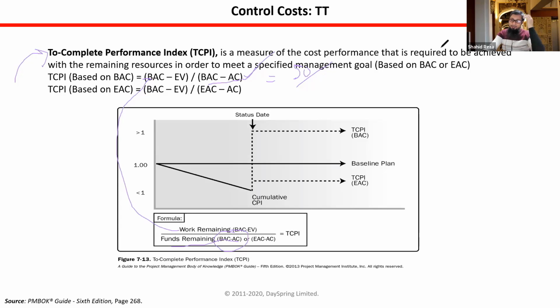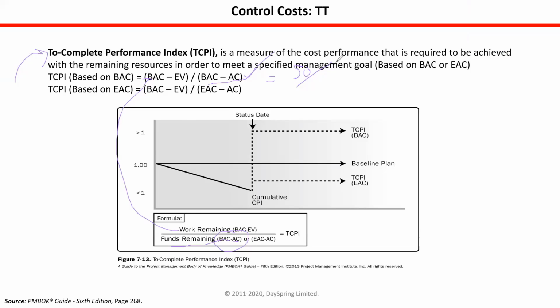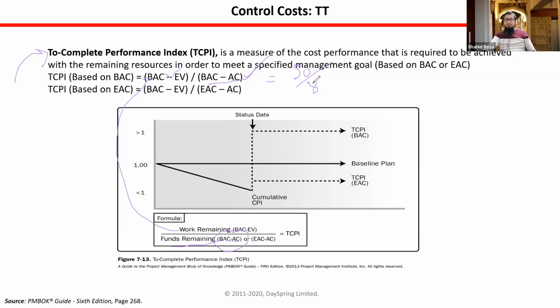Okay, so we are getting 50 from here, and BAC minus AC is 80, right? 80. So if we divide this, I think you will get 0.625.